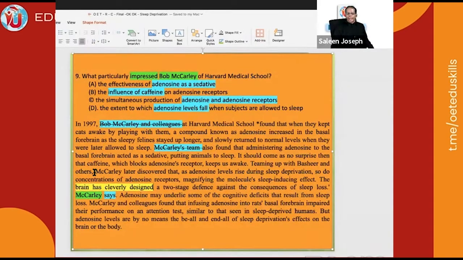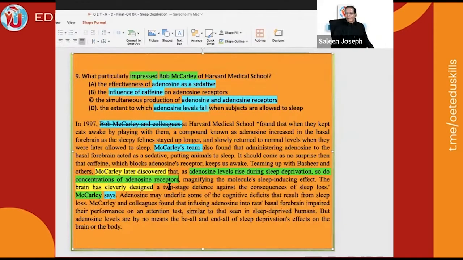Then before that, Macaulay later discovered that as adolescent levels rise during sleep deprivation, so do concentrations of adenosine. See, so do adenosine levels, so do concentrations of adenosine receptors. Both are there. Okay. They're speaking about Macaulay. Immediately you have "later discovered."